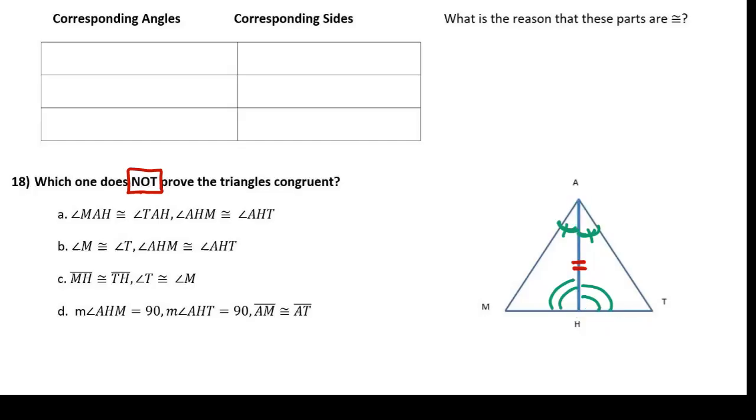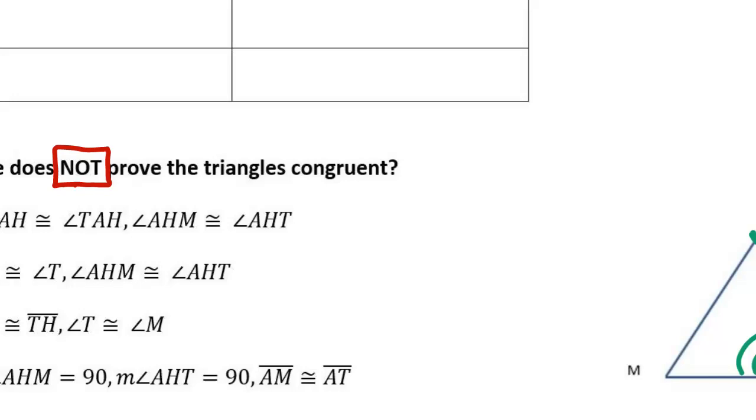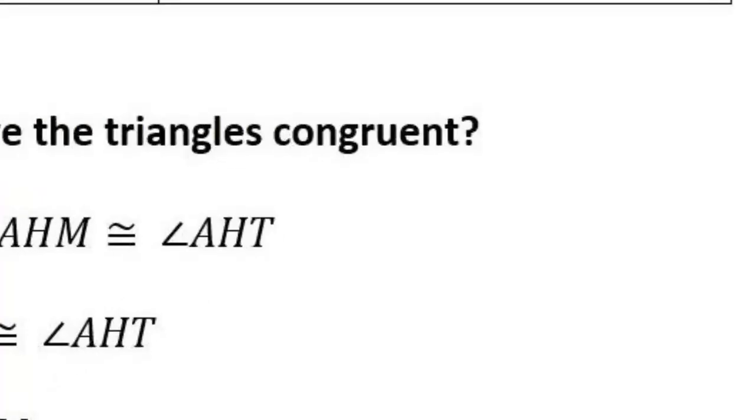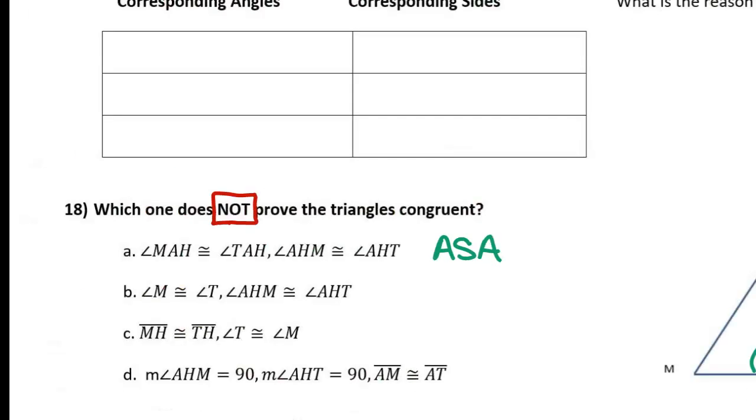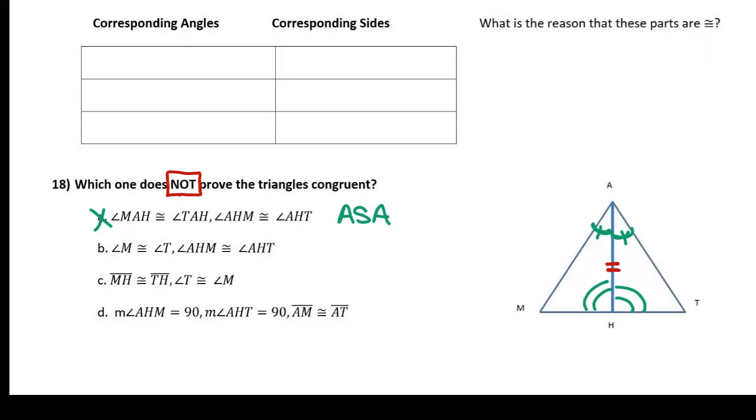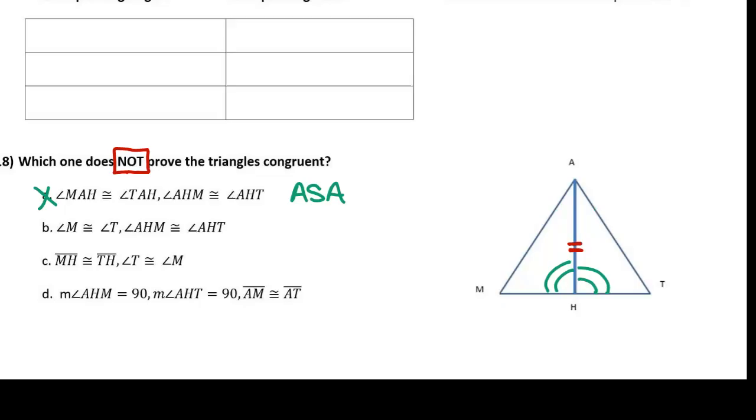If I have a triangle marked up like this, what could I use to say the two triangles are congruent? I could use angle side angle. Is angle side angle an okay way to show two triangles congruent? Yes. So I'm going to throw that option out because this one does work, and I want the one that does not work. All right, I'm going to erase those angle markings. I'm still going to keep my shared side marking.